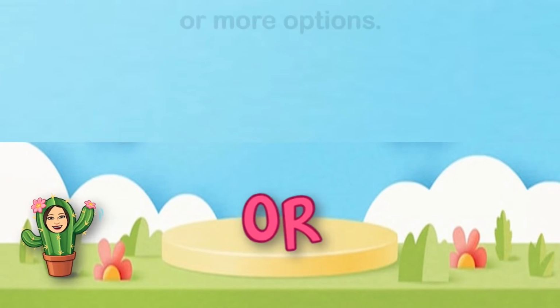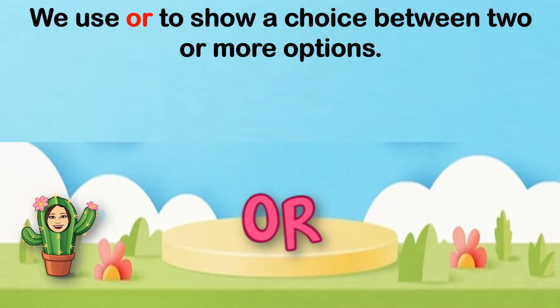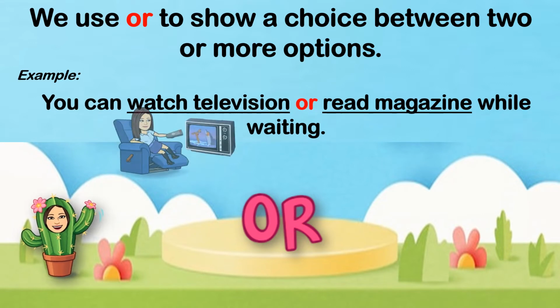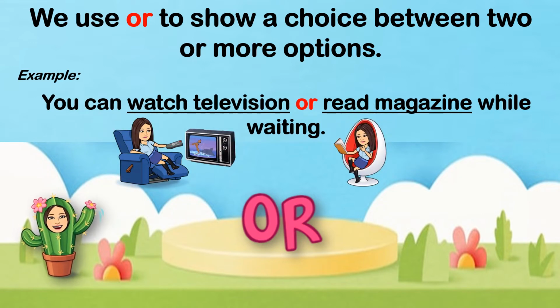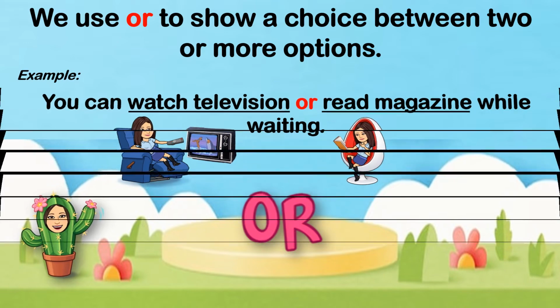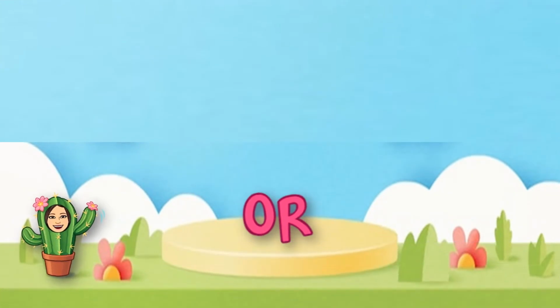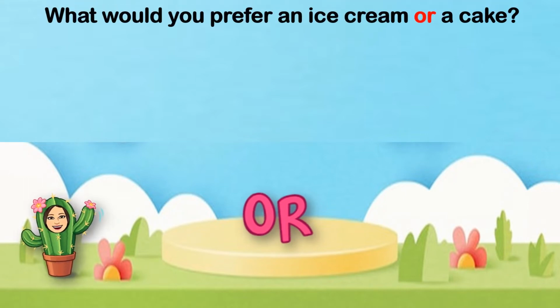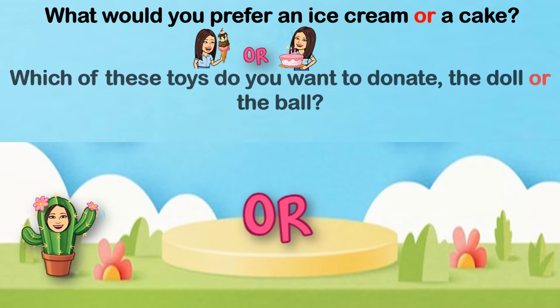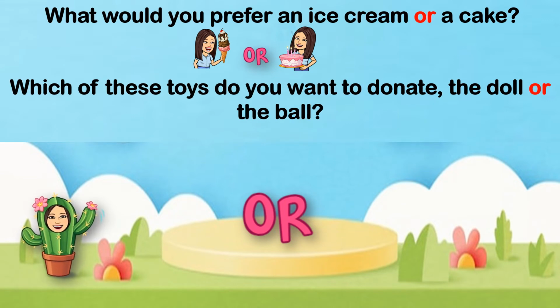Or. We use or to show a choice between two or more options. Example, you can watch television or read magazine while waiting. More examples of sentences using the conjunction or. What would you prefer, an ice cream or a cake? Which of these toys do you want to donate? The doll or the ball?